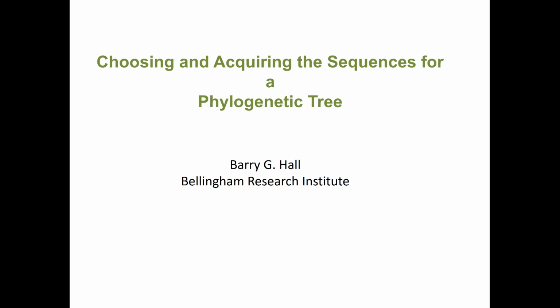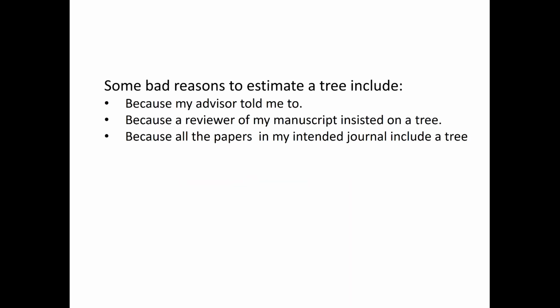Here are some bad reasons to make a phylogenetic tree. Because my advisor told me to. That's probably a bad reason for almost anything. Because a reviewer insisted on a tree. Because all the papers in the intended journal insisted on a tree. These reasons really treat a phylogenetic tree as though it is some sort of decoration for a paper, such that the tree is the end in itself.